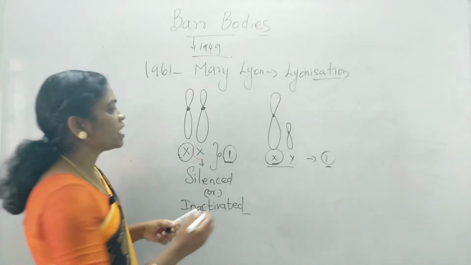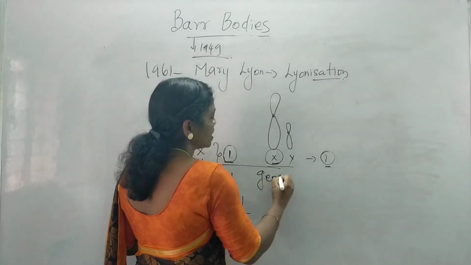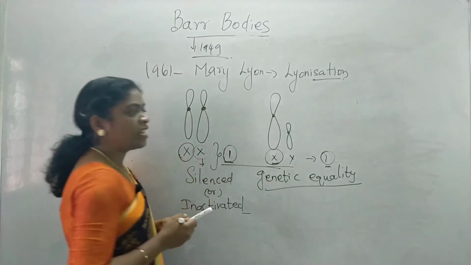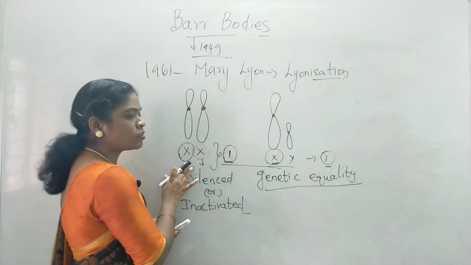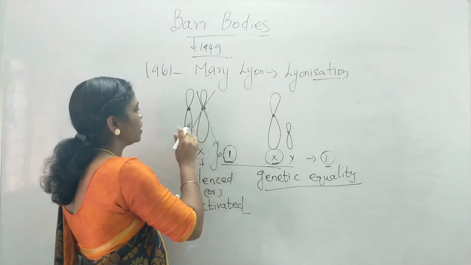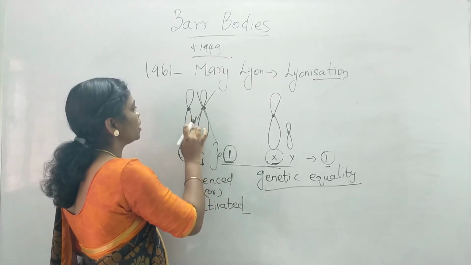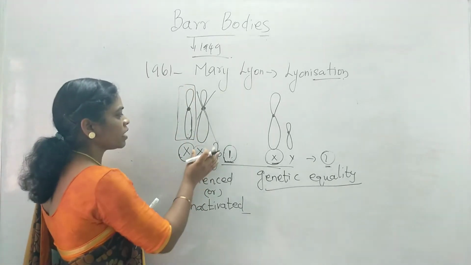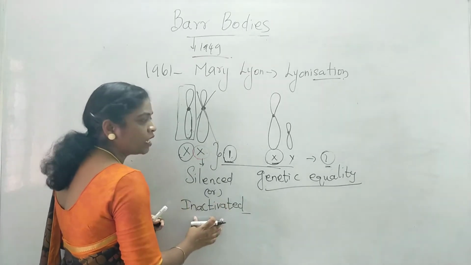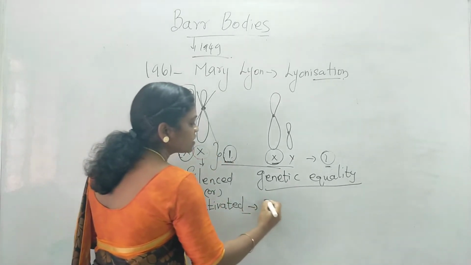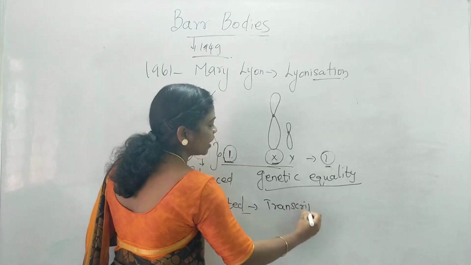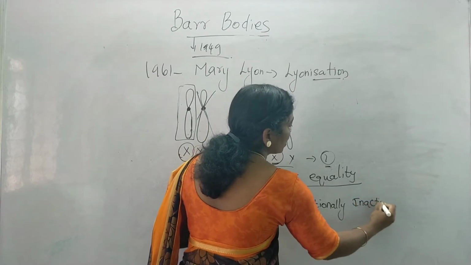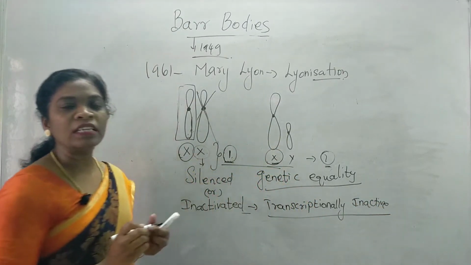It is to maintain genetic equality. To maintain genetic equality, one of the X chromosomes in the female will be inactivated. Only one X chromosome remains active. Otherwise explained, it has been silenced or inactivated. It is also known as transcriptionally inactive. So what is the meaning of transcription?